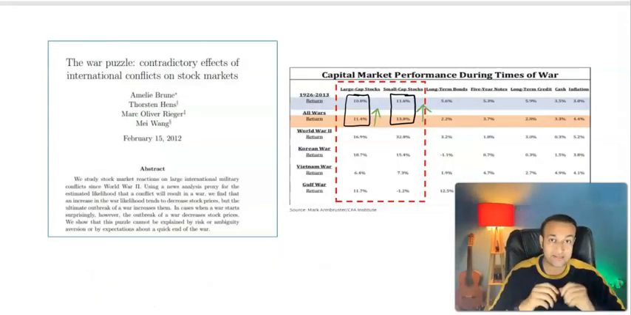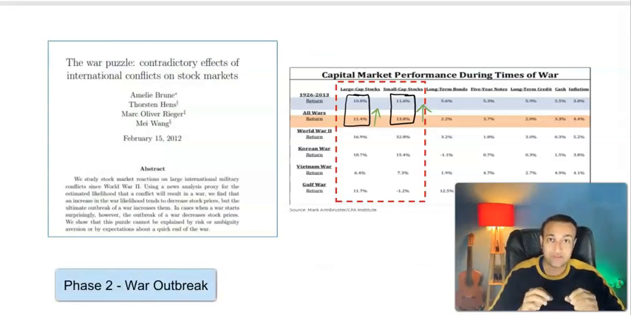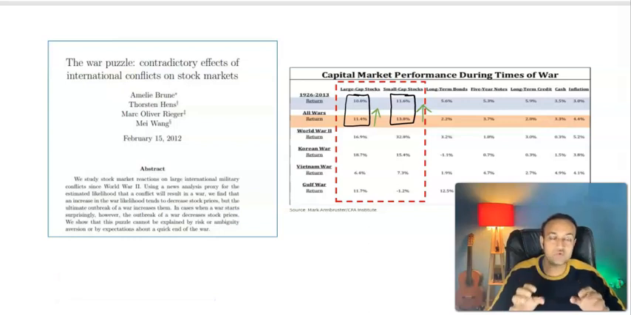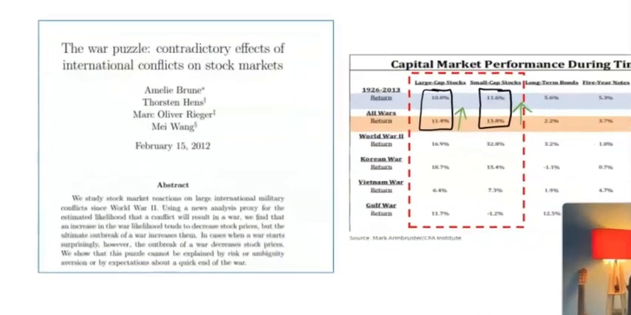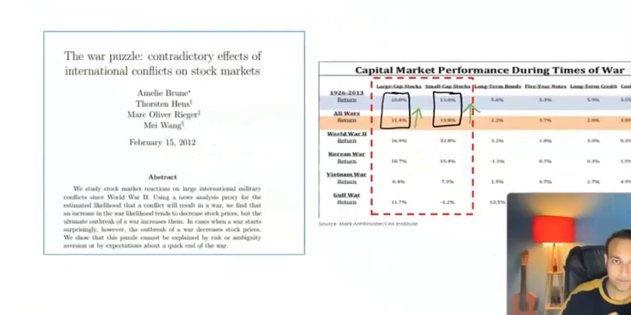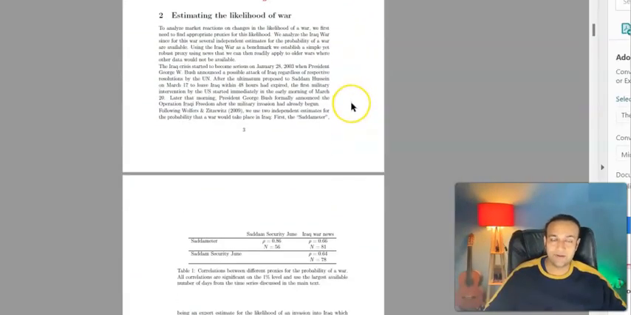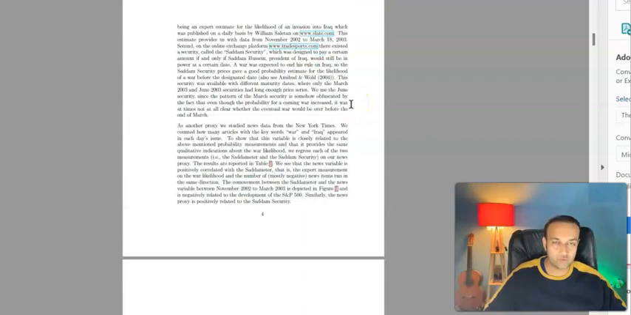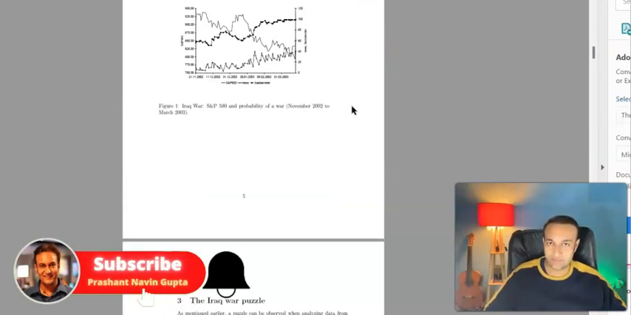Let's now move to the second phase of the war, that is, when the war actually outbreaks. Now, this is where there is a lot of confusion in terms of how the stock markets react when the war outbreaks. But the most accepted theory is based on the research paper that you see on your left, which is the war puzzle, contradictory effects of international conflicts on stock markets. Now, this is a big research paper, and I did some reading over the weekend to go through it entirely. In this video, I'll present you a brief summary of what this paper says.